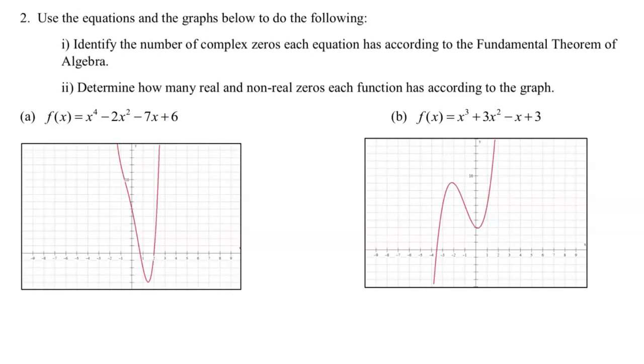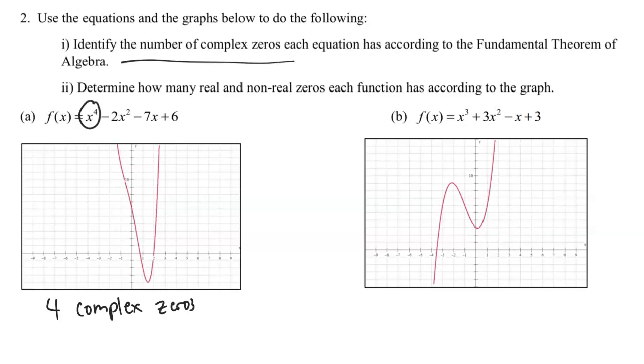Okay, here in part 2 of example number 4, we want to use the equation and the graph below to do the following. Identify the number of complex zeros that each function has according to the fundamental theorem of algebra, and then by using the graph, determine how many of those complex zeros are real and how many of them are non-real. And so if we look at letter A here, our degree of this polynomial is the 4th degree, and therefore by the fundamental theorem of algebra, I know that this function should have exactly 4 complex zeros.